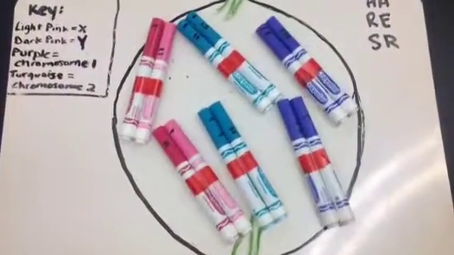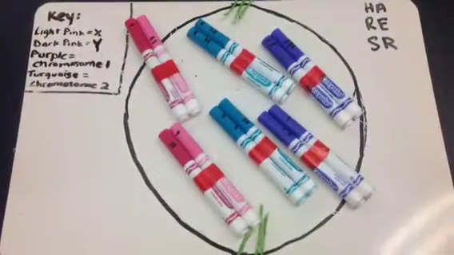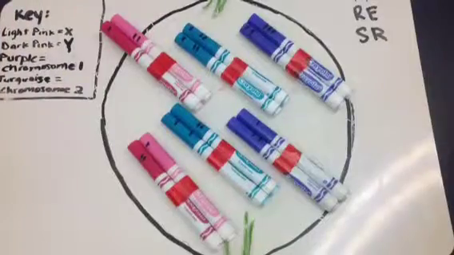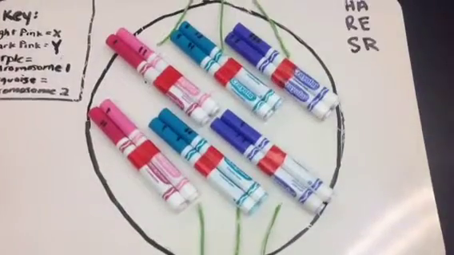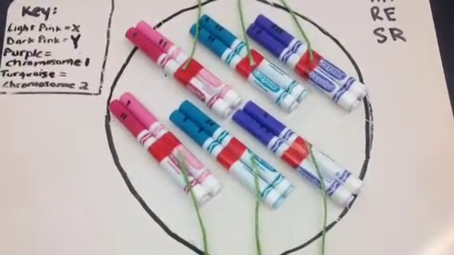During metaphase 1, the homologous pairs line up along the metaphase plate. The spindle fibers then attach to the centromeres, and that begins anaphase 1.